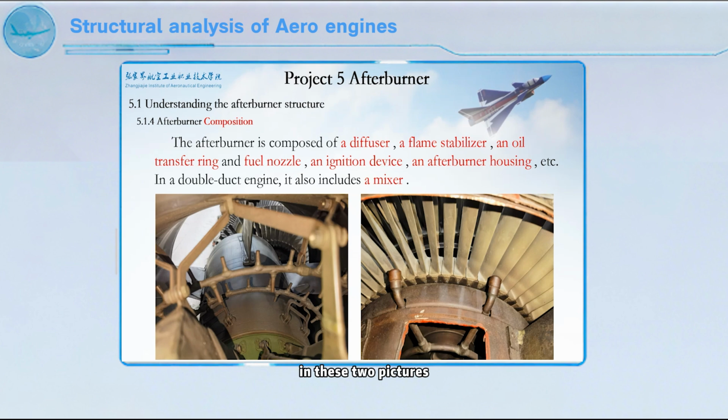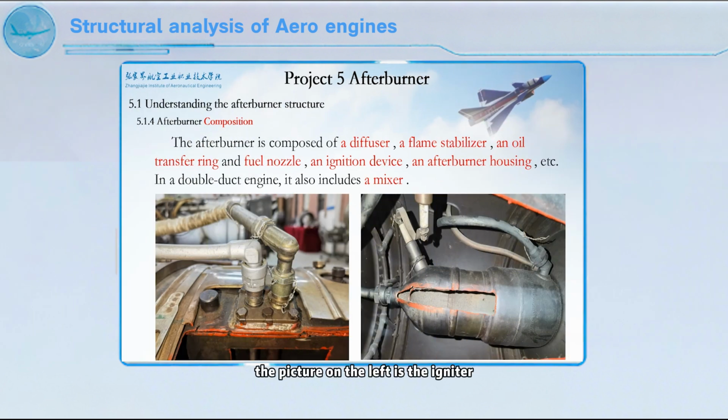In these two pictures, the left side is the oil transfer ring, and the right side is the fuel nozzle, which are used to supply fuel. The picture on the left is the igniter, and the picture on the right is the pre-ignition.